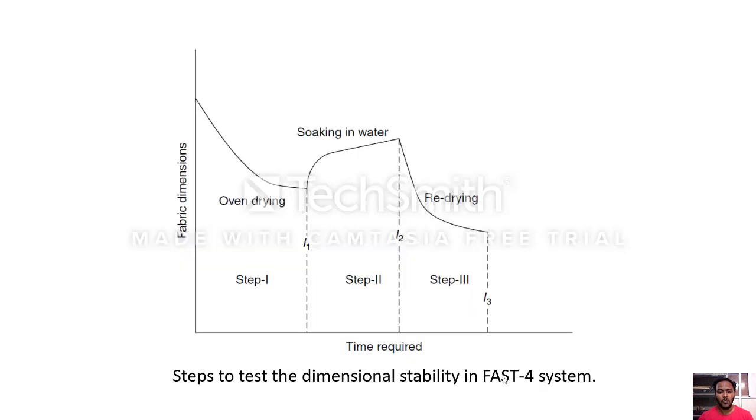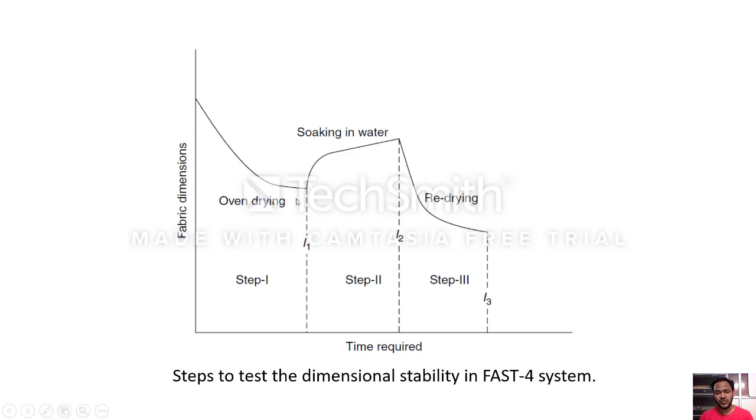Now we will see actually what happens when you do this testing in every step, like step 1, step 2 and step 3. What happens to the fabric dimension, that we will see. You can see this graph. X-axis shows the time required and y-axis shows the fabric dimensions. This is the step 1, from where you calculate the value, which is the L1. This is the initial measurement where you actually completely dry the fabric and take a measurement. That is given as L1. L1 can be both warp L1 and weft L1.